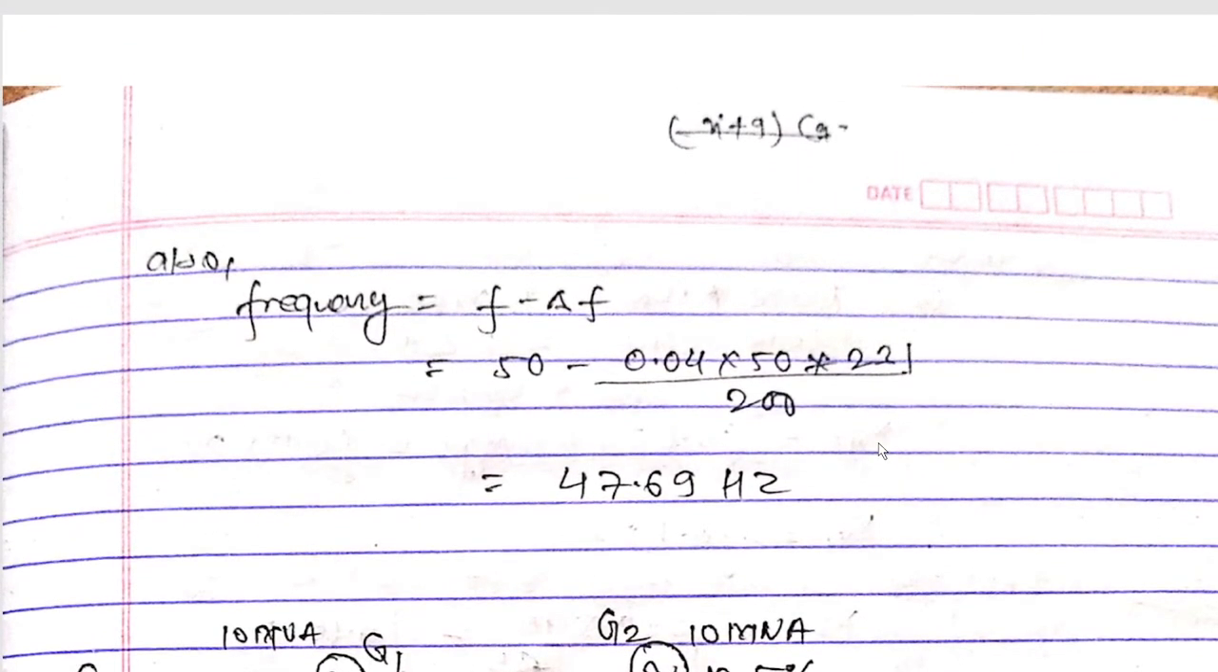Here frequency equals F minus del F, so it will be 50 minus 0.04 into 50 into 231 upon 200, and this will be 47.69 hertz. So in this way you can calculate such types of numericals.